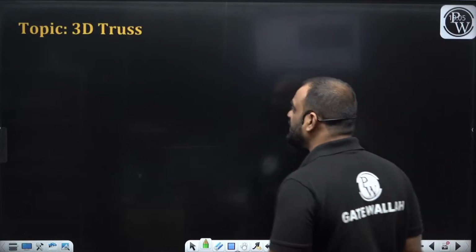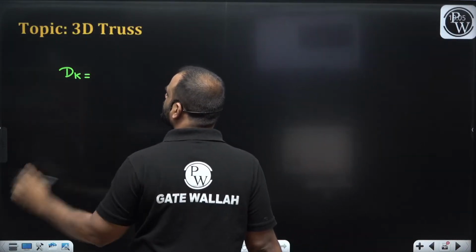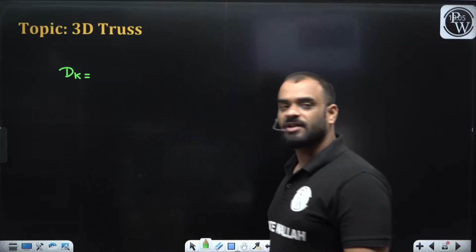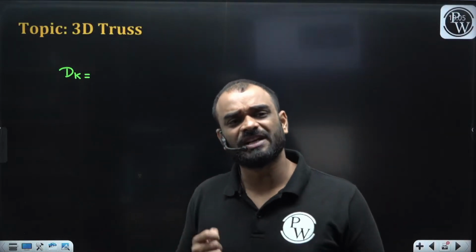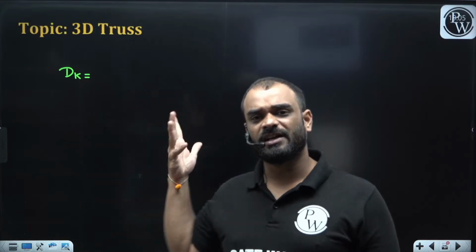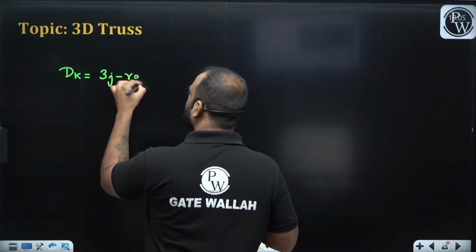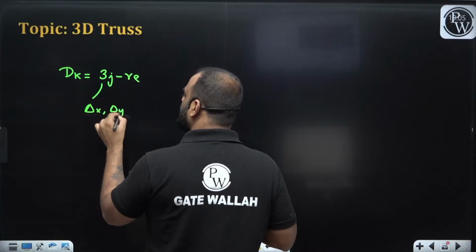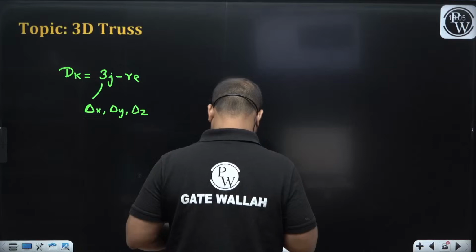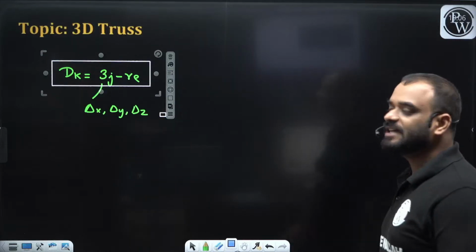Next thing is the 3D truss. For a 3D truss, you can write the formula DK is equal to, in the case of a 2D truss we have two joint displacements, delta x and delta y. In the case of a 3D truss, we have delta x, delta y and delta z, right? So we write the formula 3J minus RE. This is our formula to calculate the value of DK in the case of a 3D truss.